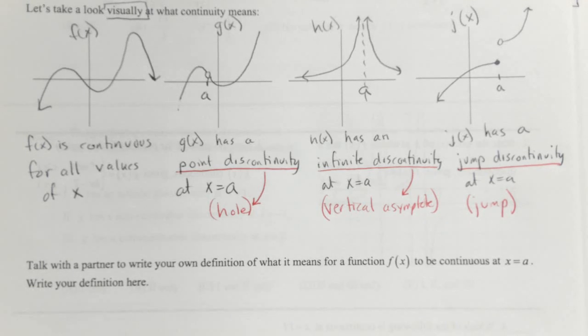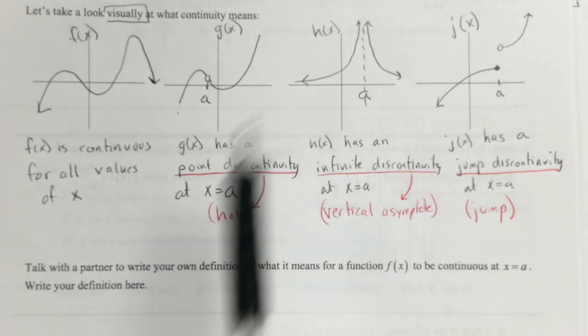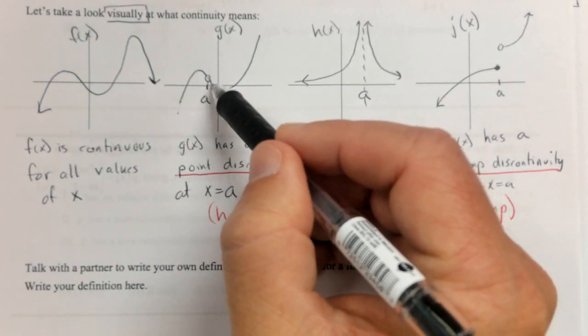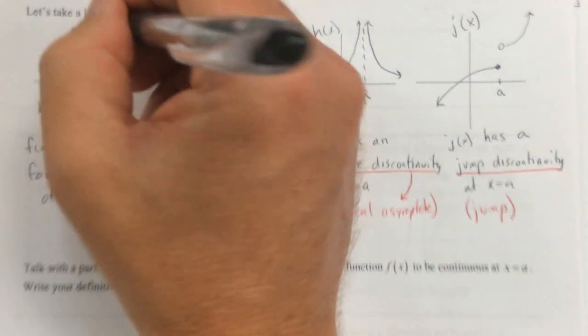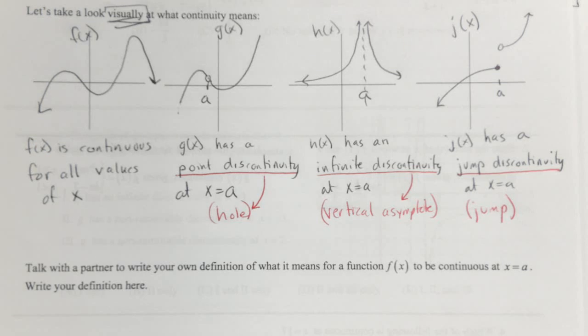So visually, continuity is pretty easy. Like if you can draw the graph without lifting your pen, it's continuous. If there's a hole, an asymptote, a jump, something that requires you to lift your pen and start again, well then it's not continuous. So visually, we like continuity. It's easy to get the concept of what's going on.